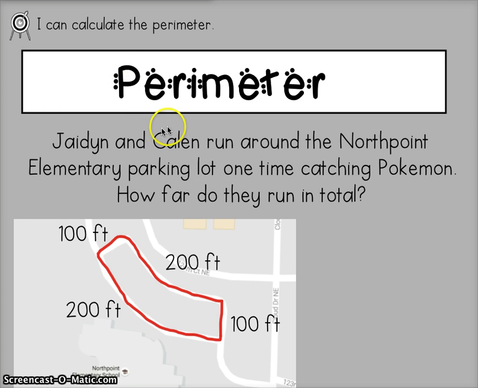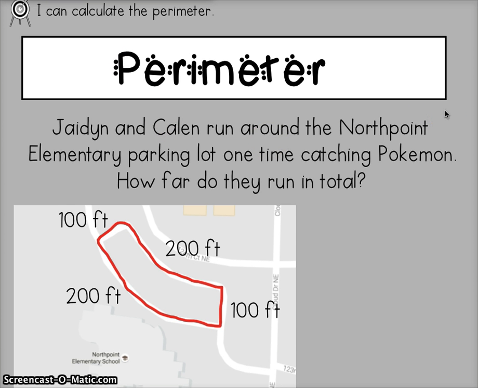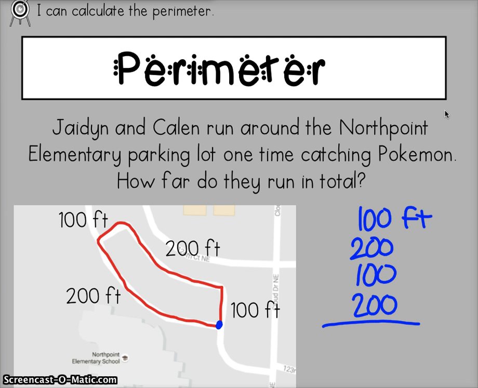All right, here's another application problem. Jaden and Callan run around the North Point Elementary parking lot one time catching Pokemon. How far do they run in total? Okay, third graders, so let's just pretend that they start right here. That means they're going to jog 100 feet. And then after that, they are going to jog 200. As they keep going, they're going to jog another 100. And then 200. To see just how far they ran, we need to add these together.